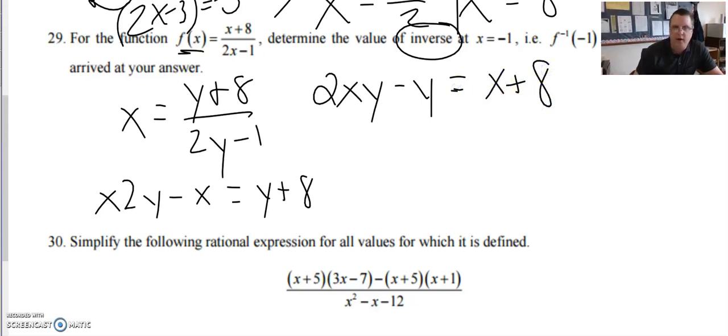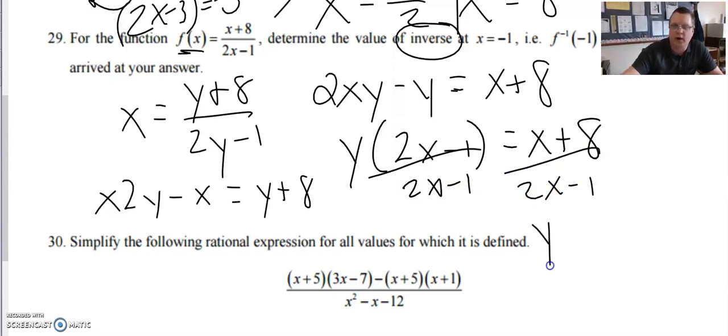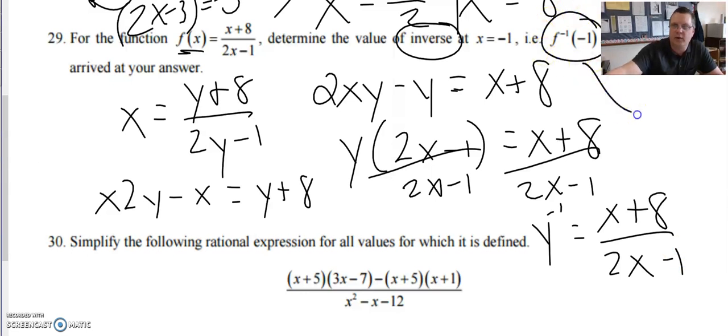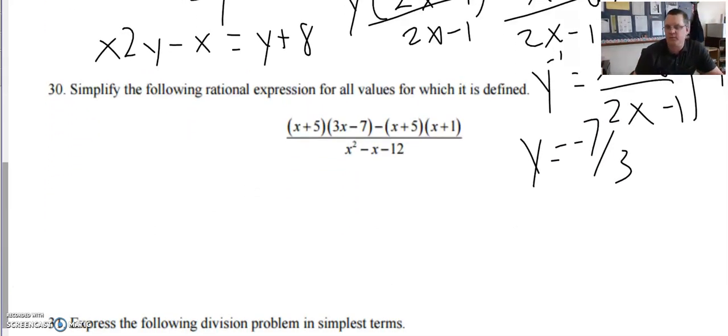So that way I have all the y's on one side. Then you factor out the y. You have y(2x - 1) equals x plus 8. So then divide both sides by 2x minus 1. So y inverse equals (x + 8) over (2x - 1). Now they want to know what it is when x is -1. So you put in a -1, and that gives you y equals -7/3. It's 7 over -3. It's no big deal where the negative is, and the numerator, denominator out in front.